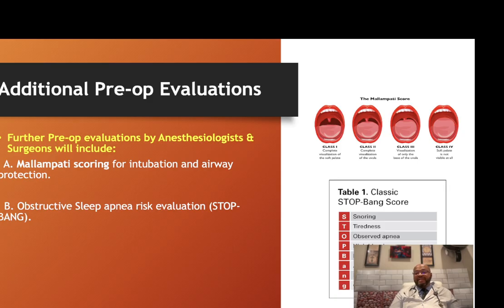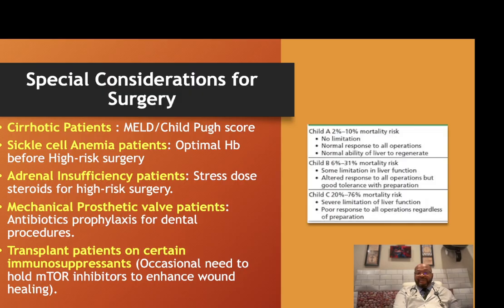The STOP-BANG: if a patient doesn't have a formal diagnosis of sleep apnea, then you want to screen them for sleep apnea with the STOP-BANG mnemonic. Do they snore? Do they feel tired? Have they been observed to have apneic spells while sleeping? High blood pressure? If the BMI is more than 35, age more than 50 years old, neck circumference more than 40 centimeters, or if they are male, these are all scores that will help you know if they are at high risk of having sleep apnea.